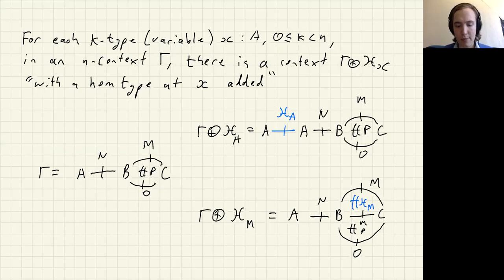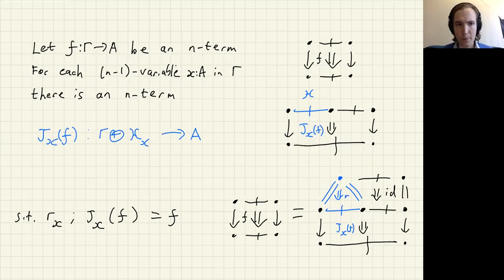So let's make that precise in this sense. Let f be an n-term, and choose just an n-1 dimensional variable x to start off with, so a point in this kind of picture on the right. If we add a homomorphism type at that point, then there should be a new term, right? Because we just defined this term such that when we substitute in the reflexivity term of that point, we get back f.